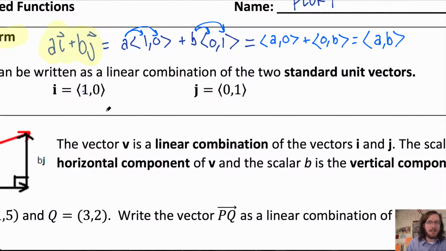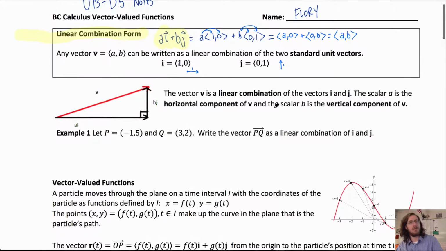Okay, and again, i is this horizontal vector with a length of 1, and j is this vertical vector with a length of 1. So it's kind of the building blocks of any vector we can use in this linear combination form. So vector v is a linear combination of vectors i and j. The scalar a is the horizontal component of v, and the scalar b is the vertical component of v.